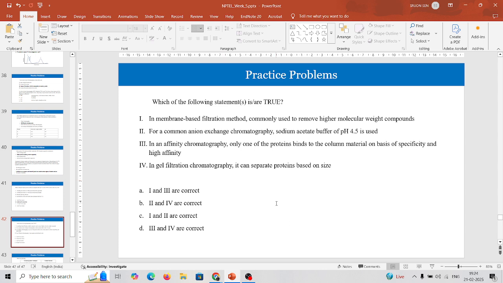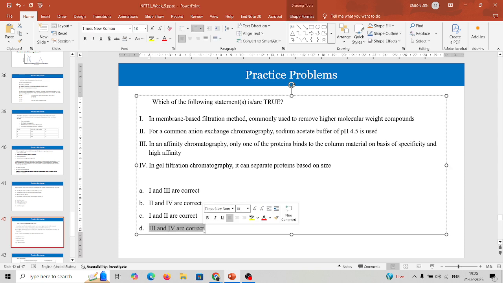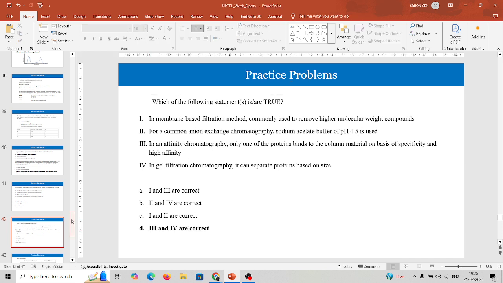So we use this filtration method to remove lower molecular weight compounds, small particles like that. So that is why this membrane-based filtration method is used, so the first one is incorrect. We use sodium acetate buffer for cation exchange chromatography. And in affinity chromatography, so 3 and 4 are correct. Yes, D is the correct option. 3 and 4 are correct, but 2 is not correct. Sodium acetate buffer is used for a cation exchange chromatography.